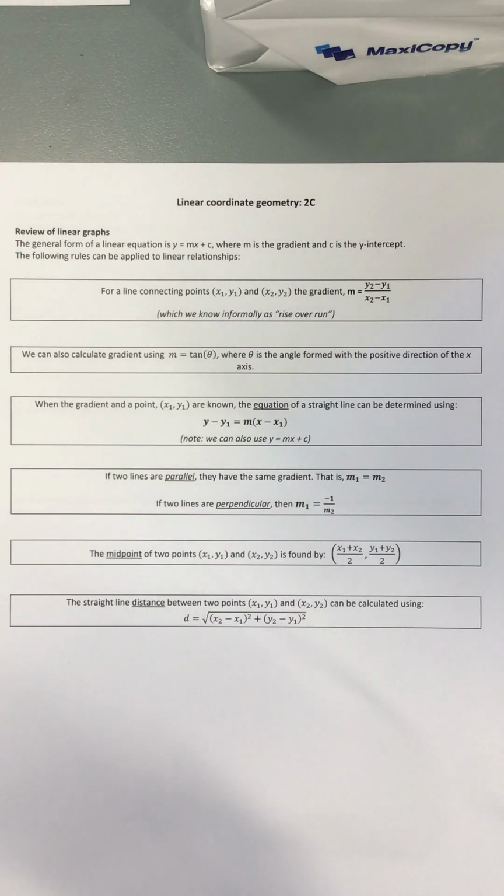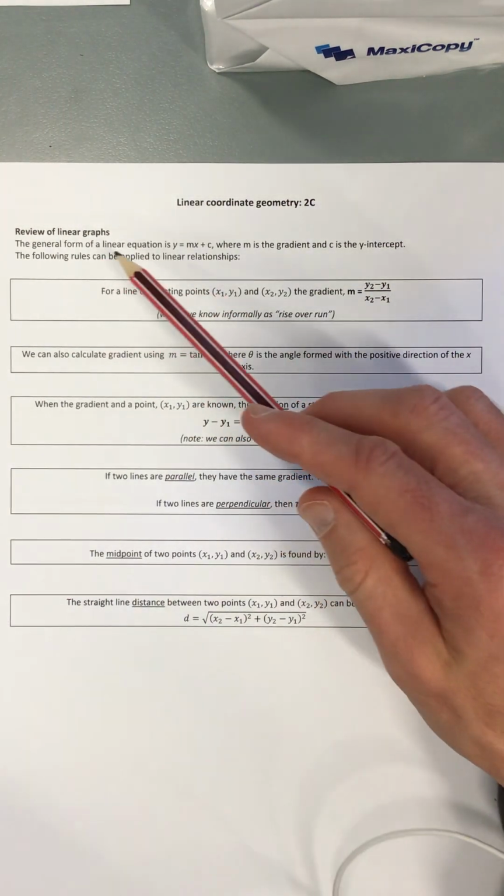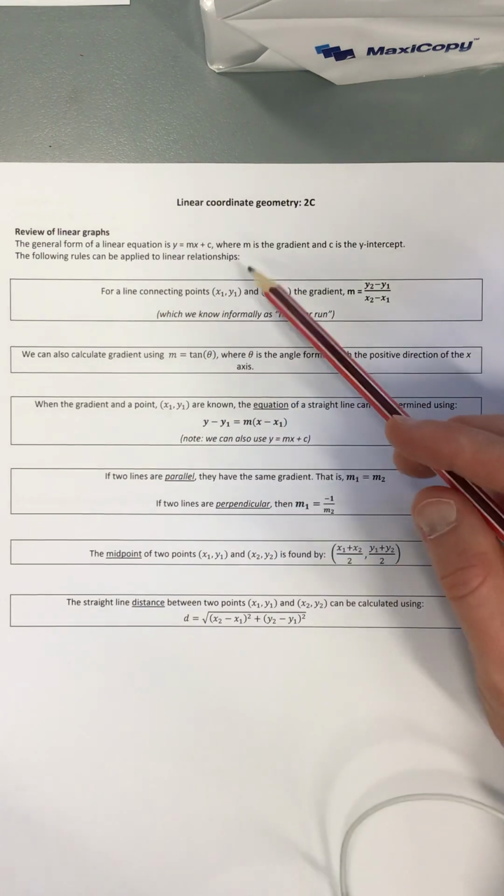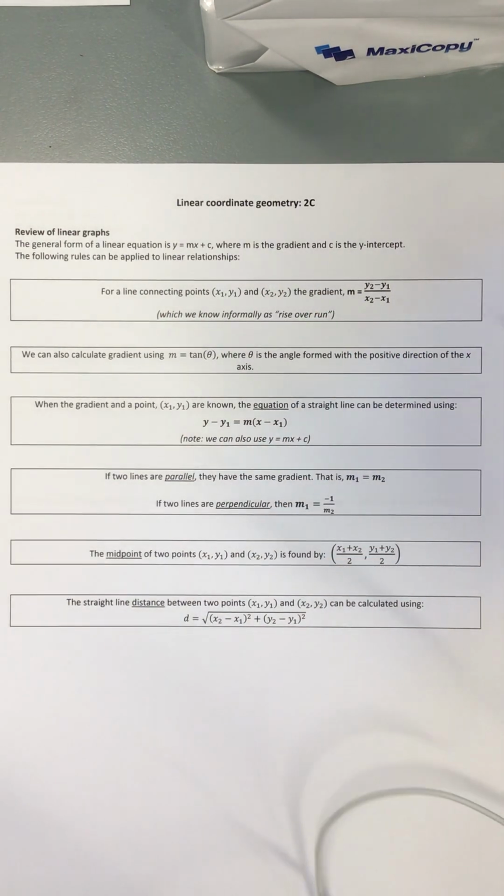We'll run through this quickly, but obviously you have this as a handout, so look back at it when you're doing your questions, particularly for things like distance, midpoint and perpendicular lines, where there's a formula that applies. You can double check this sheet to make sure you've got it right. Our general form of a linear equation is y equals mx plus c, where m is the gradient and c is the y-intercept.